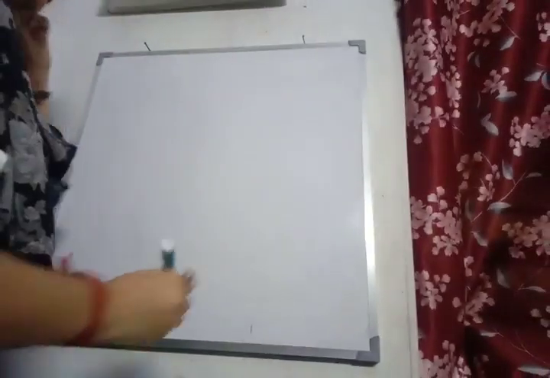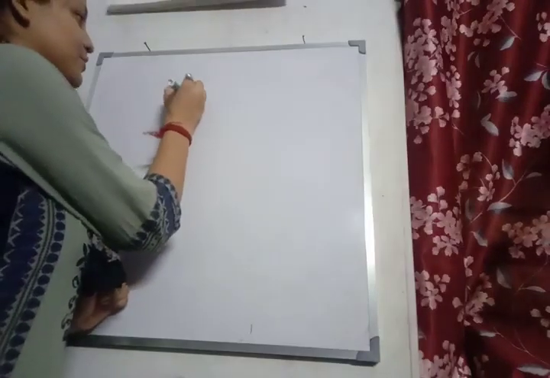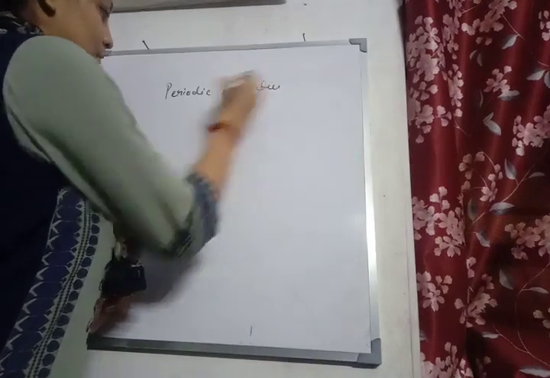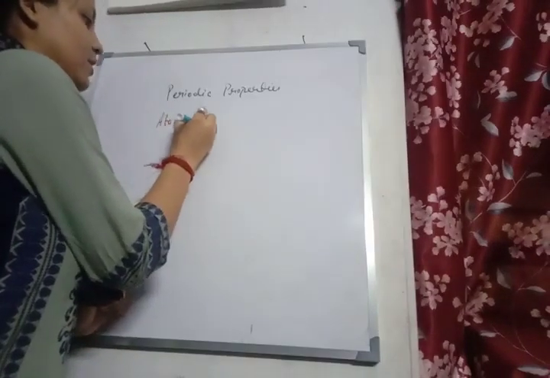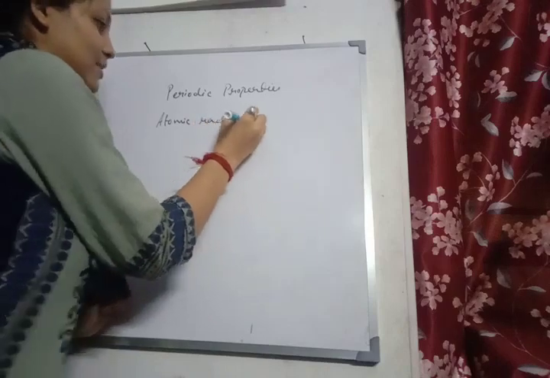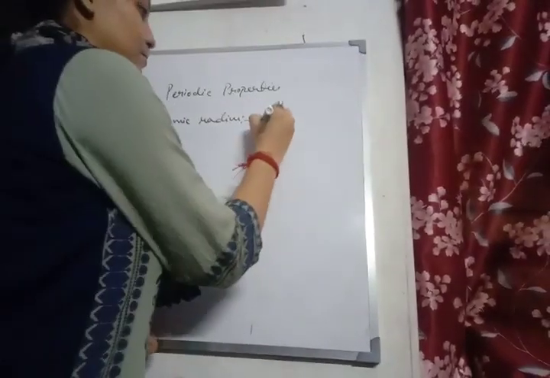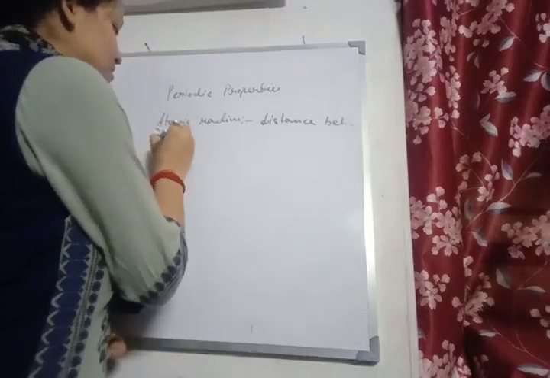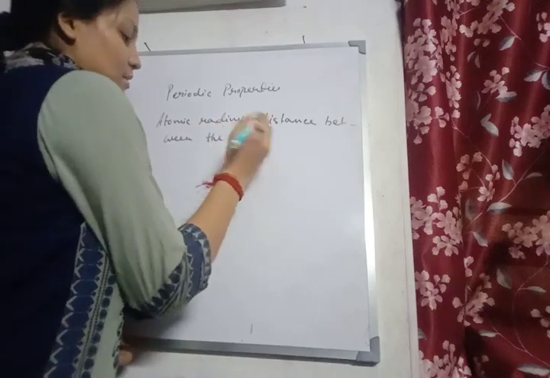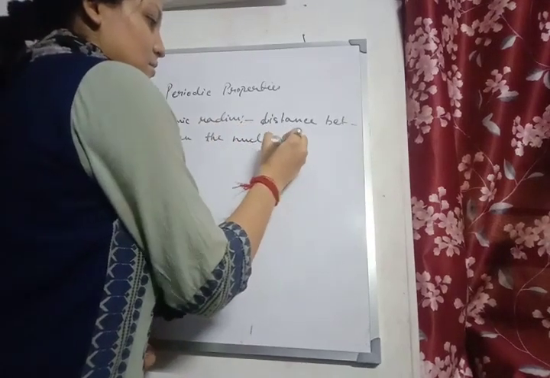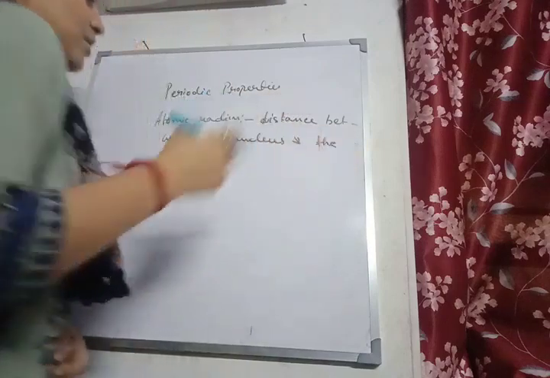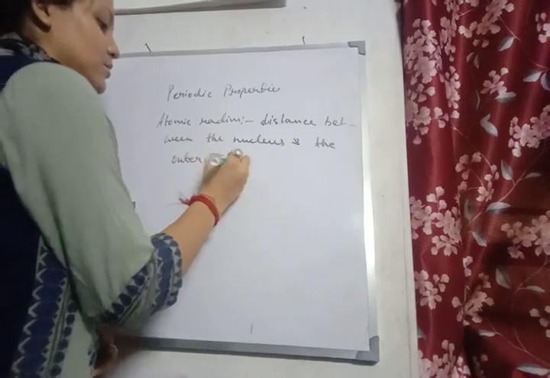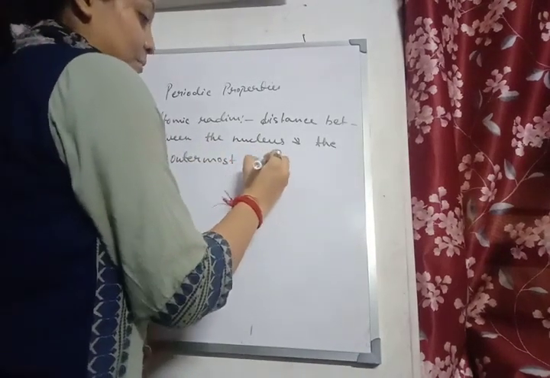Today I'll be starting with the periodic properties. Periodic properties, the first property, that is atomic radius. Atomic radius. Now, you know the definition since class 10. What is atomic radius? It is the distance between the nucleus of an element and the outermost shell. Between the nucleus and the outermost shell. That's what your atomic radius is.